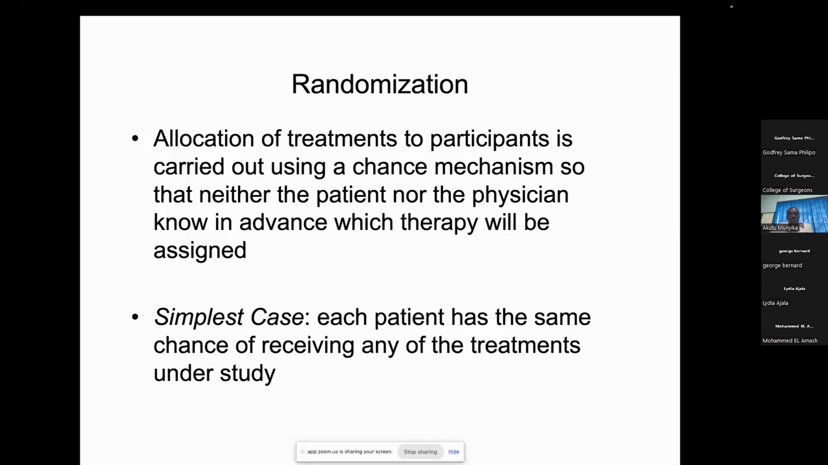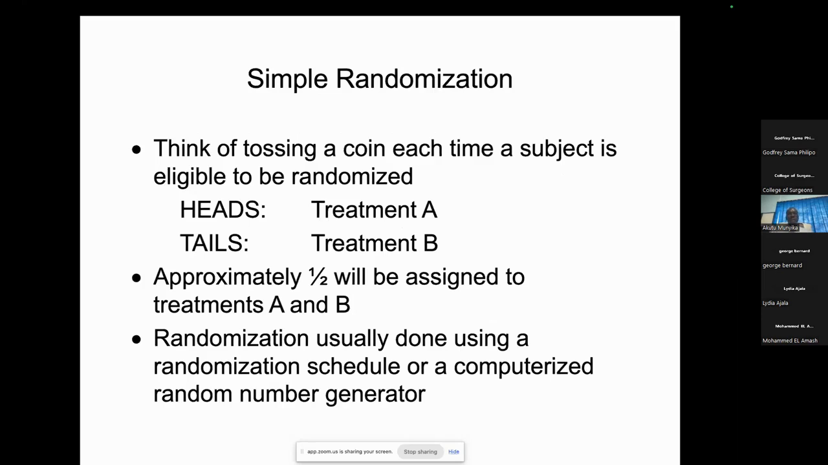Allocation of treatment to patients is carried out using a chance mechanism so that neither the patient nor the physician know in advance which therapy will be assigned to which patient, basically. So the simplest case to look at as an example: each patient has the same chance of receiving any of the procedures between the two procedures which are being tested. This is where randomization comes in.